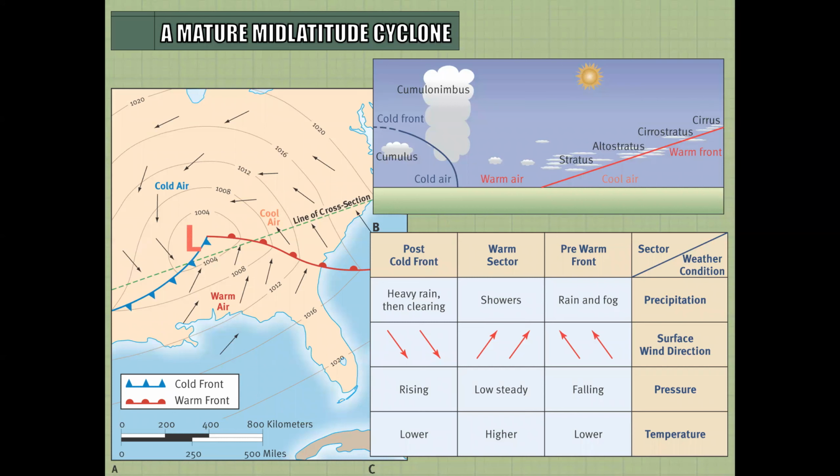The other type of storm that I wanted to address is the mid-latitude cyclone. That's a different storm than a hurricane. A mid-latitude cyclone is the contrast of warm air and cold air, whereas a hurricane is all warm air.